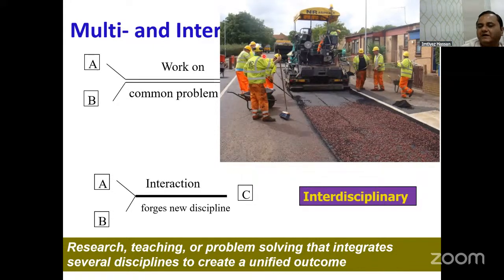That's called multidisciplinary. But interdisciplinary is simply A and B giving rise to C. Here the integrity of A, B, C all remain the same. But interdisciplinary is a way of new thinking. It is the amalgamation of two different fields to develop a new field. So that's the major difference between interdisciplinary and multidisciplinary: research, teaching, or problem solving that integrates several disciplines to create a unified thinking.